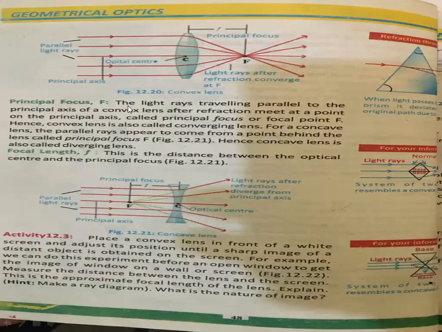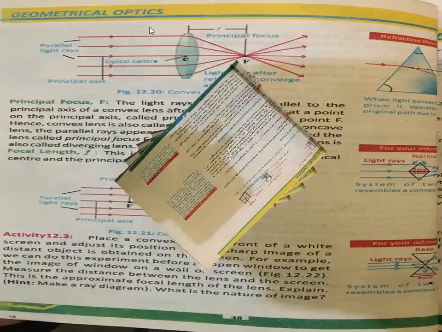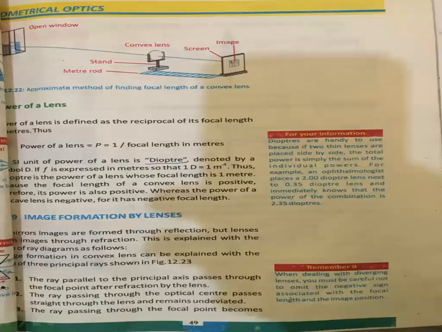Then principal focus. I have already told you in the mirror topic what the principal focus is. Same here. Focal length, I have already told you what the focal length is. This is the distance between the optical center and the principal focus. From here to here, this is called small f. So a small f is the focal length, and a capital F is the focus point. The distance from the center to the focus is called the focal length, and focal length is denoted with small f.